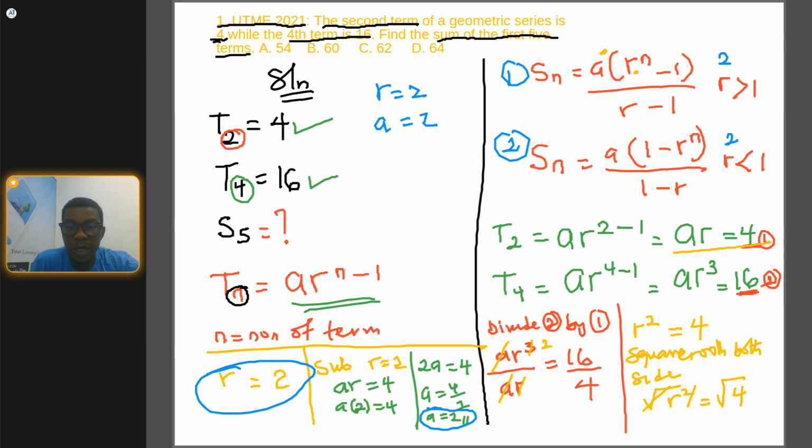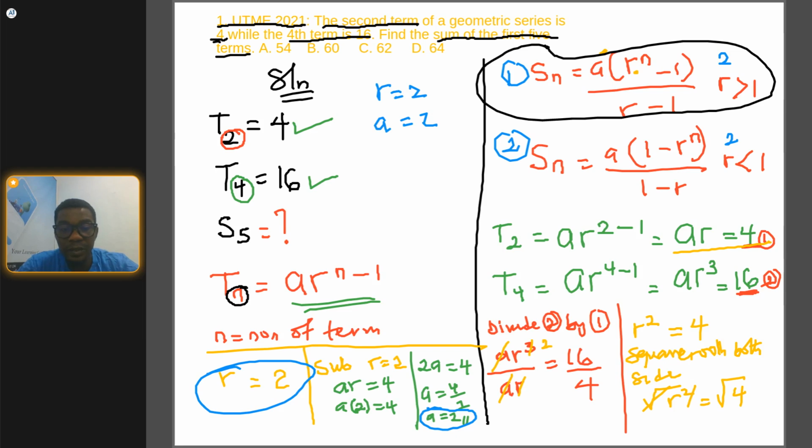Which formula are we going to use? We are going to be using formula 1 because 2 is greater than 1. We'll be using this formula to get the sum because 2 is greater than 1.